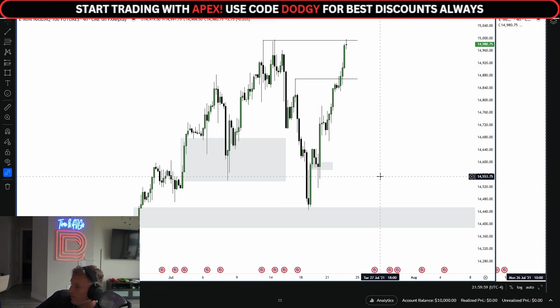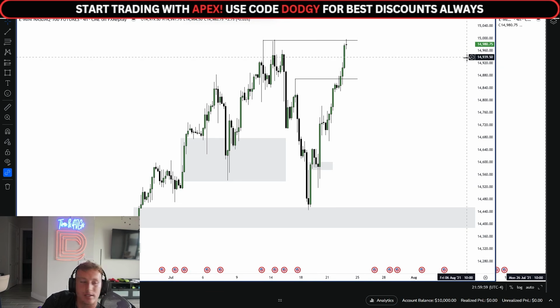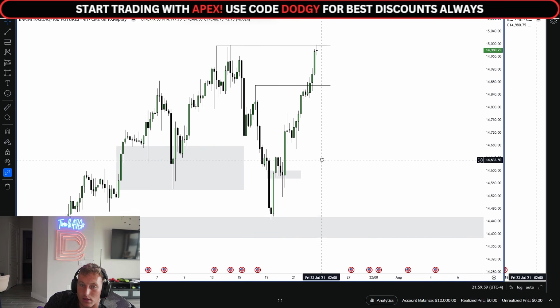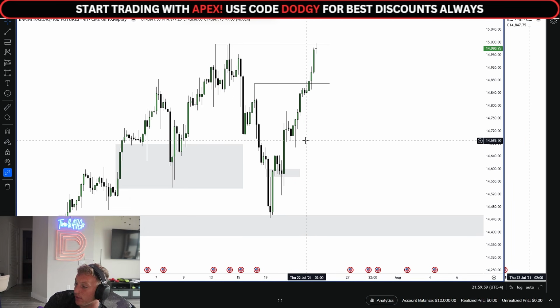Could I find an example of finding a setup after finding the bias? Nope. This is just going to be finding the bias. I've already done a lot of backtesting videos on the setup. Setup's easy. Bias, this is much more difficult.